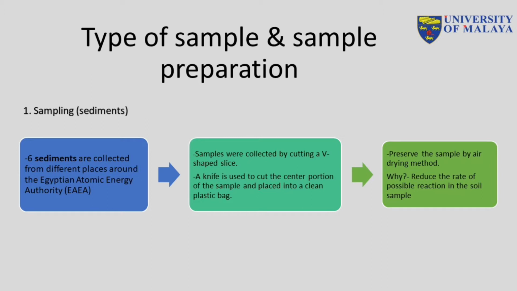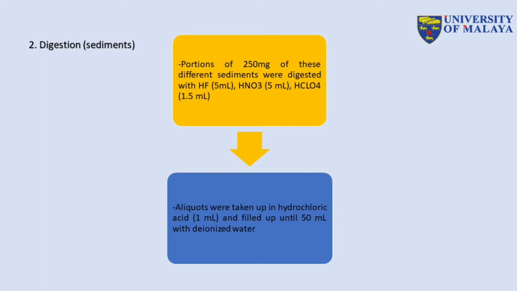For the sediments, we need to preserve them by air drying method. Why do we need to do so? Because it can reduce the rate of the possible reaction in the soil sample. For a sediment sample, we have a digestion process where portions of 250 mg of different sediments were digested with 5 ml of hydrofluoric acid, 5 ml of nitric acid and also 1.5 ml of perchloric acid. The aliquots were taken up in 1 ml hydrochloric acid and filled up to 50 ml with deionized water.